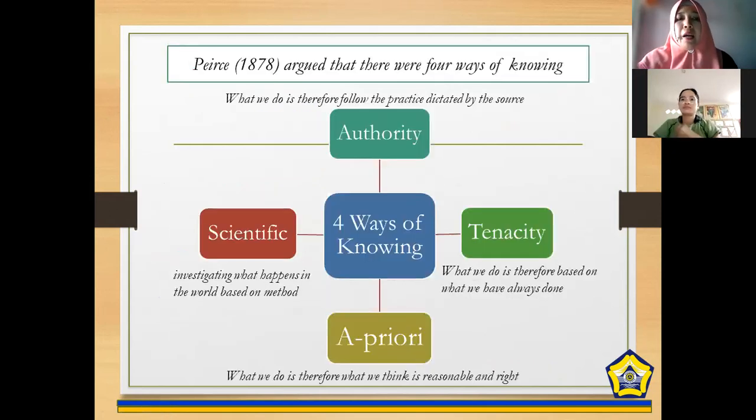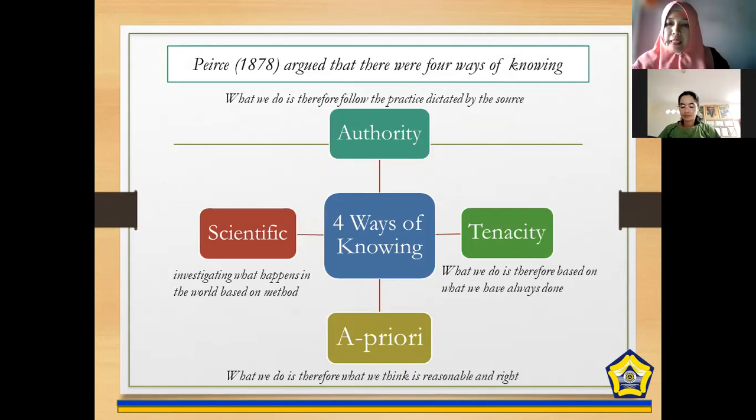Okay, next, according to Peirce in 1878, Peirce argued that there were four ways of knowing: authority, tenacity, a priori, and scientific. Authority means that what we do is therefore follow the practice dictated by the source.